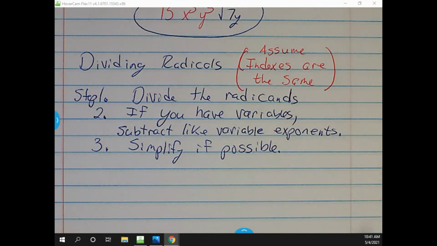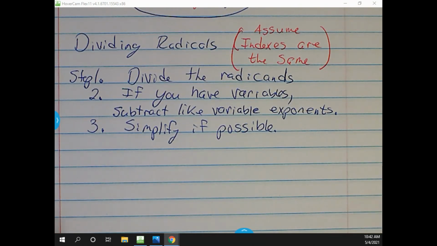Okay, and then just like we did with multiplication, you look to see if you can simplify it. More than likely you can. There'll be some where you won't be able to.